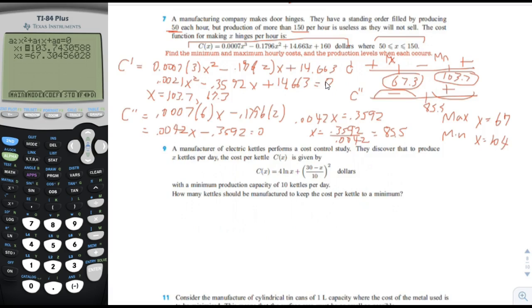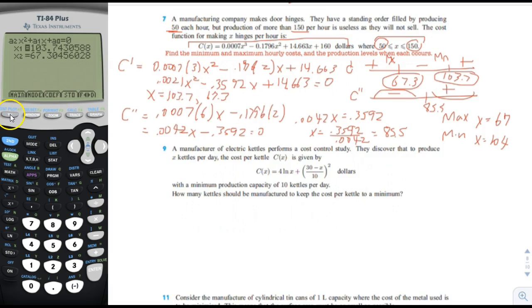And then we can also check the cost for each one, because to actually find the maximum and minimum, we should also check the endpoints, right? 150 and 50. So maybe the best way to do that is we could graph the C function, and then we could see if the endpoints might be bigger than that.